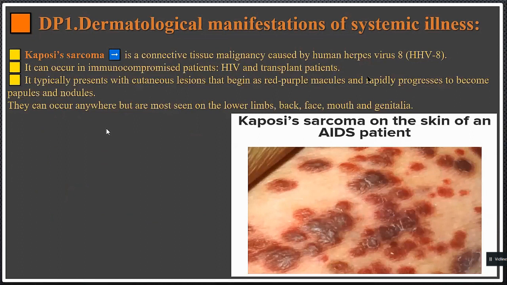Here also, if you see this rash in real practice or in the exam, and you find the patient is an IV drug user, or has a past history of HIV, or a history of any organ transplant, you can think about Kaposi sarcoma. It's a connective tissue malignancy caused by human herpes virus 8. You have to be familiar with the number. Sometimes they will give you human herpes virus 8, 10, or whatever, so you can choose 8.